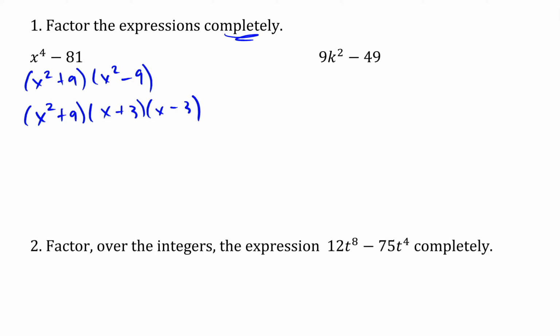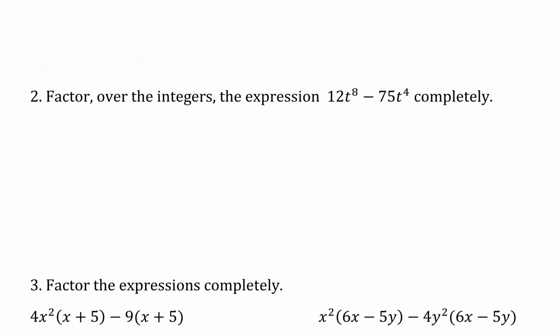Let's look at the second one. So I have 9k squared minus 49. So we can take a little difference of two squares again here. So I have 3k plus 7 and 3k minus 7. For that, even though it does say factor completely, there's nothing left to do there, so we are finished. Let's look at number 2.